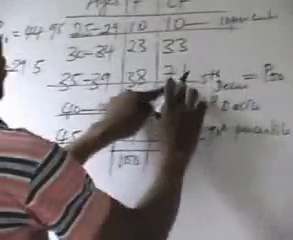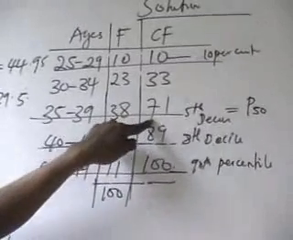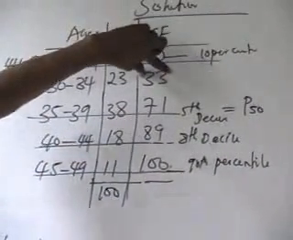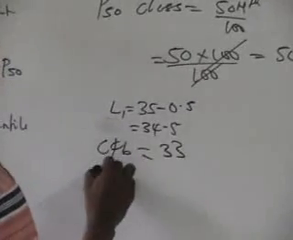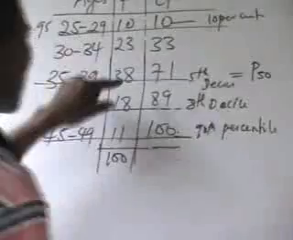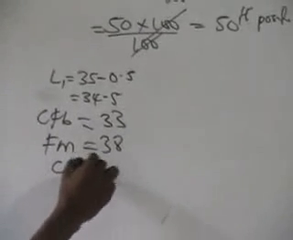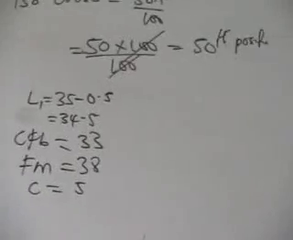Then the next thing is our CFB. Since our 50% falls here, what's the cumulative frequency before it? That is 33. Then what's our FM? The frequency of that class, that is 38. Then our class interval is 5. So let's just get it and go.